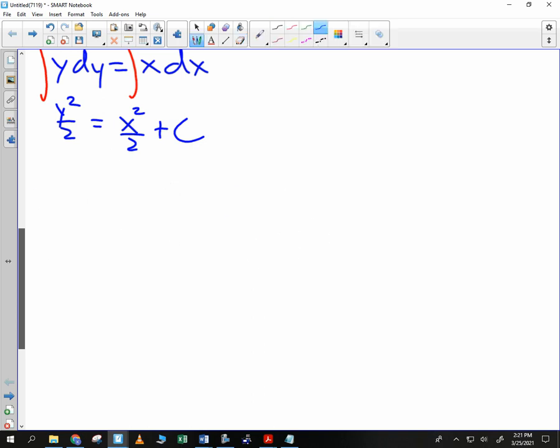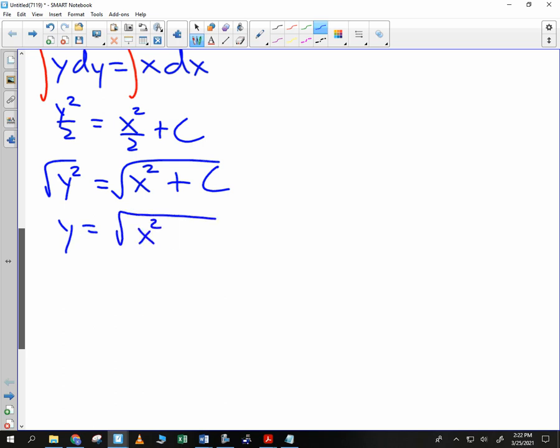So, in the general solution I solve for y, I want the y value solved for. So I multiply both sides by 2. Y squared is equal to x squared plus a constant. 2 times a constant is still a constant. And now we square root both sides. And we get y is equal to the square root of x squared plus c.